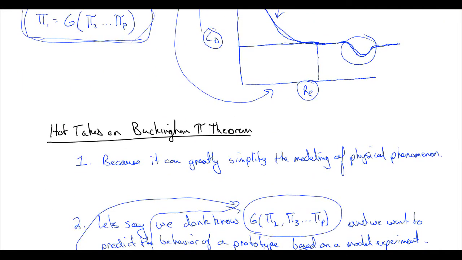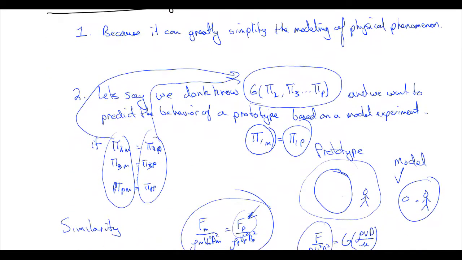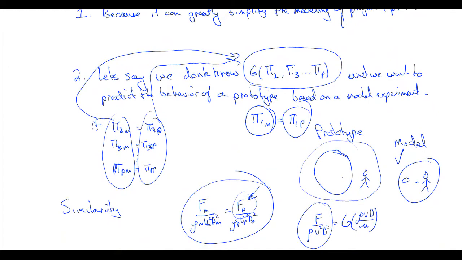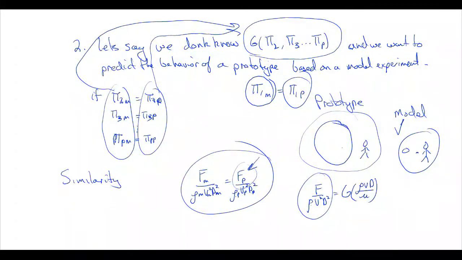So it can be used to greatly simplify the modeling of physical phenomenon, and even if we don't know g, if we haven't done a whole bunch of experiments before, we can just do one experiment. If we know what our prototype conditions are going to be like, we can match the pi 2, pi 3, pi 4 for our model. Or sorry, we can match the pi 2 through pi p of our model to the pi 2 through pi p of our prototype.